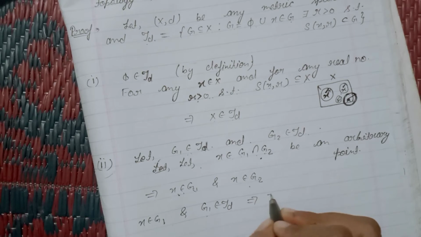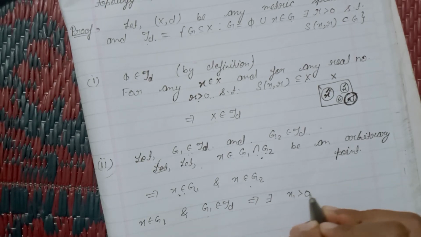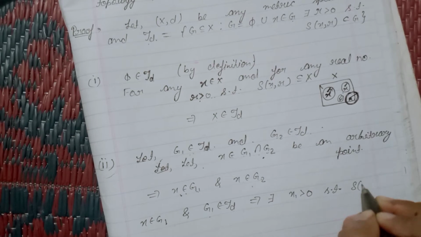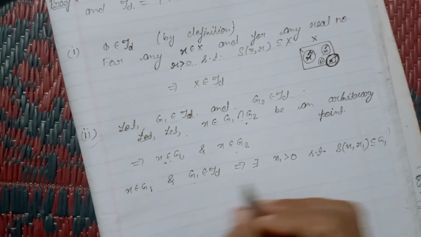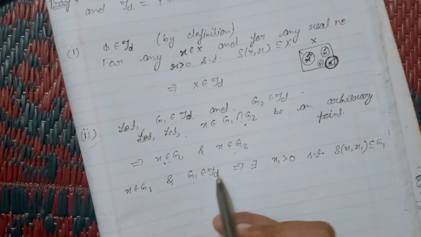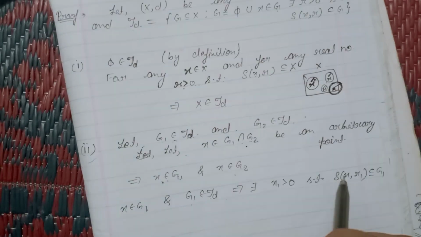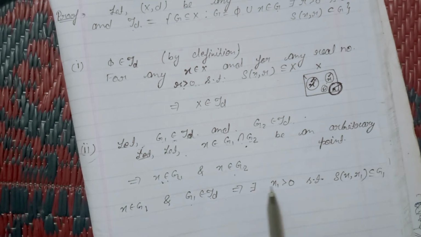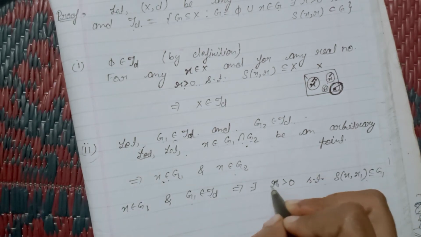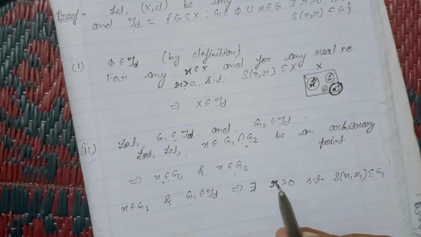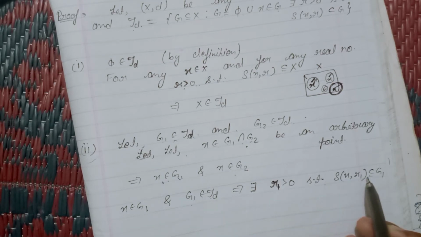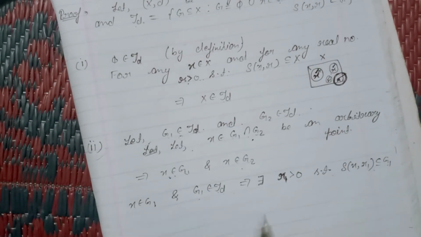This implies that there exists R1 greater than 0 such that S(X, R1) is contained in G1. Here G1 belongs to TD, so G1 satisfies this condition. So there exists a radius R1 greater than 0 such that S(X, R1) is contained in G1.